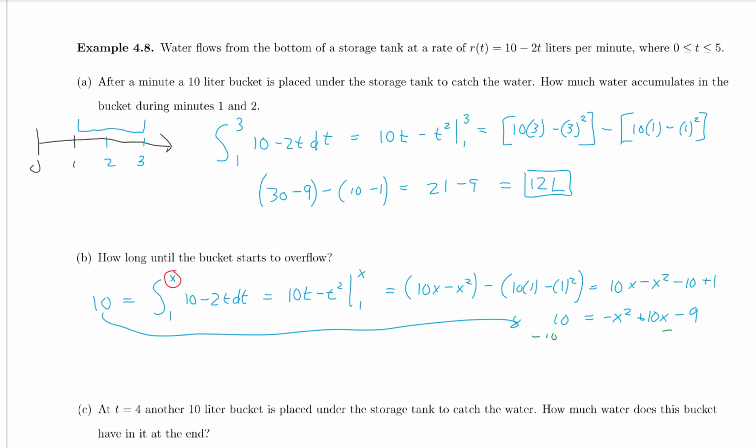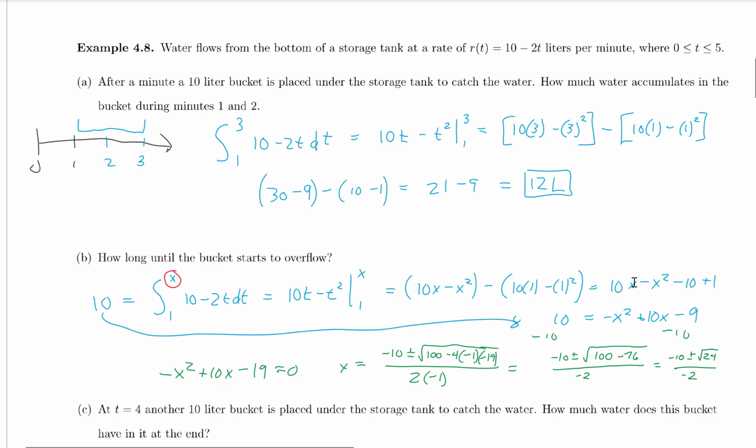Now, remember, to solve a quadratic equation, we need the equation to be equal to 0. So we have negative x squared plus 10x minus 19 is equal to 0. And this, unfortunately, is not factorable. So the quadratic formula states that x is equal to negative b, which is 10, plus or minus the square root of b squared, which is 100, minus 4 times a, which is negative 1, times c, which is negative 19, all divided by 2 times a, which is negative 1.